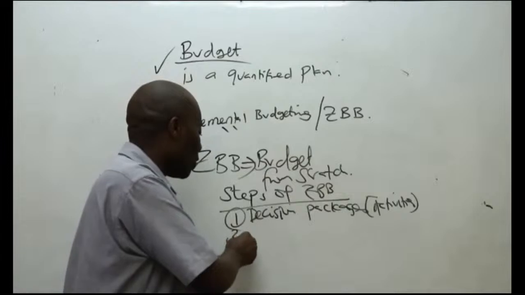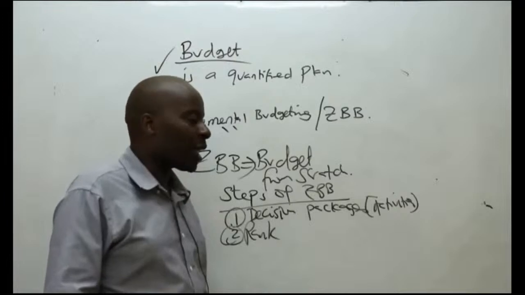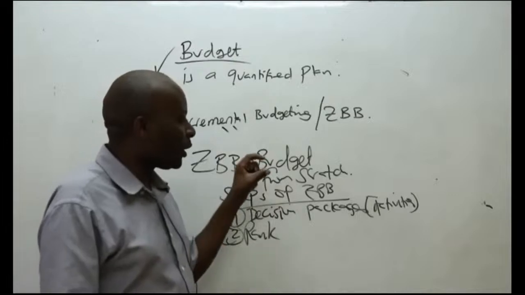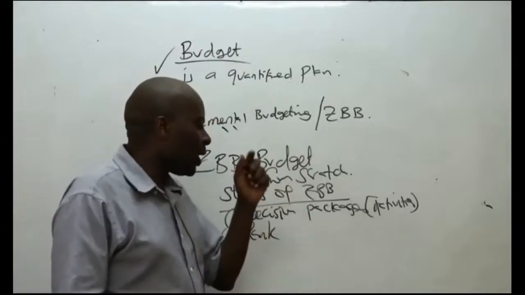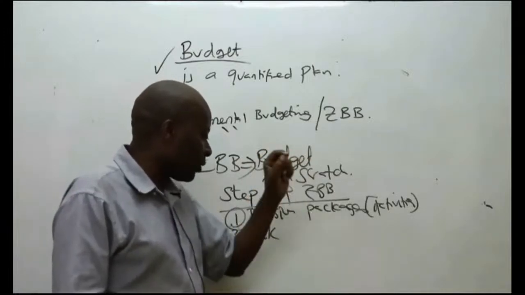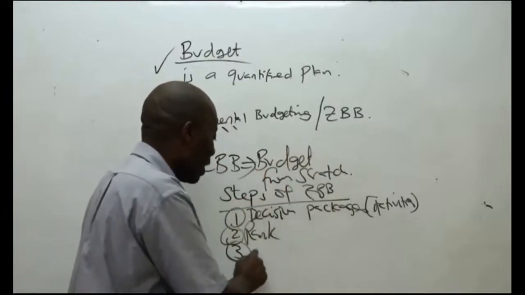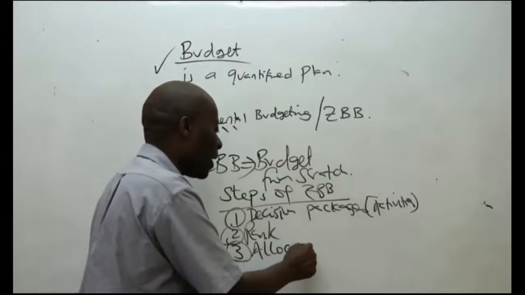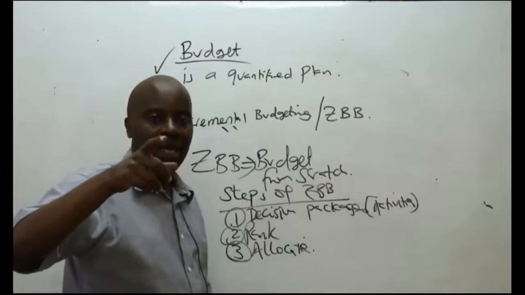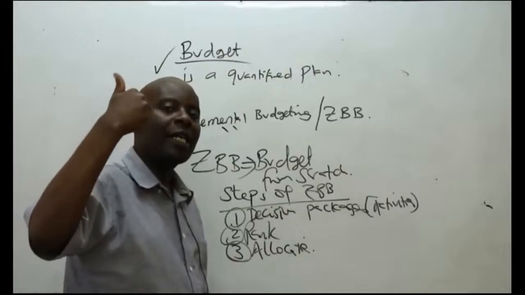Number two, of course, we rank those activities. Of course, you'll not be able to finance all the activities, and that is why we brought in the concept of justification. If you're not able to justify why you need allowance for a particular activity, then we will not be able to allocate resources to that activity. So the last step is to allocate. In most cases, they will ask you to define ZBB, and if you look at your past papers, they ask you to give the basic steps of coming up with a zero-based budget.